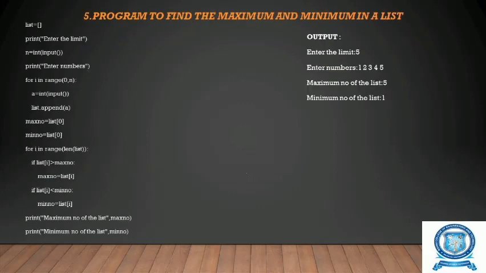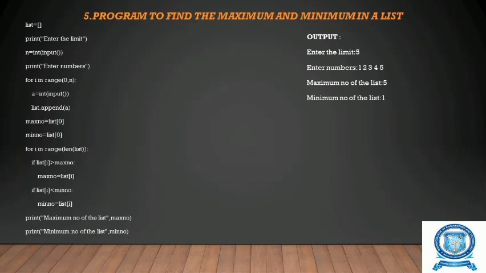So next we are moving to the program to find the maximum and minimum in a list. Here first the empty list is initialized, then we are going to enter a limit, that is the limit of the list. Then we are giving the input and that will be stored as the n value. Then we are going to enter the numbers here. Okay, so with the use of the for loop we are going to retrieve one by one all the elements in the list.